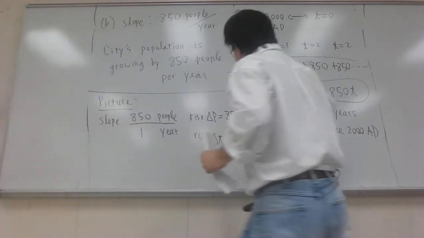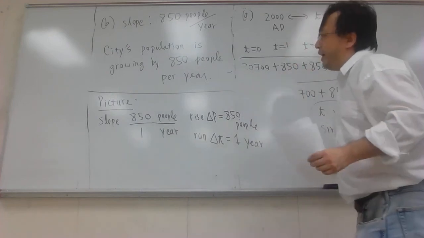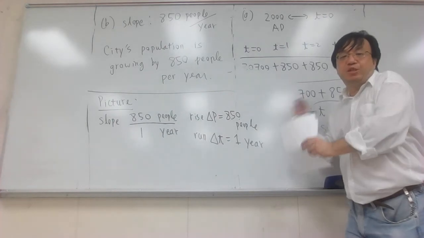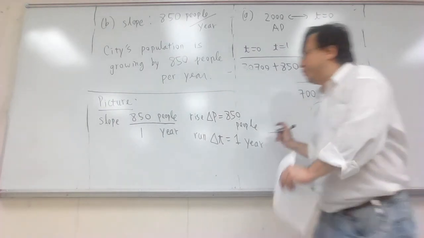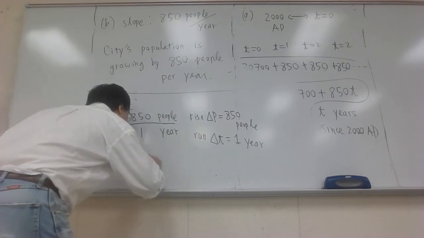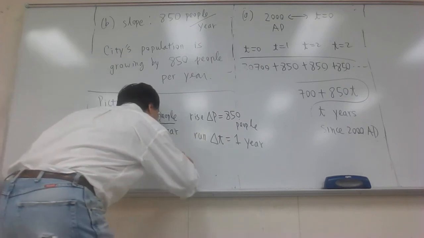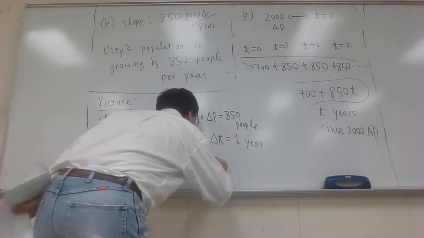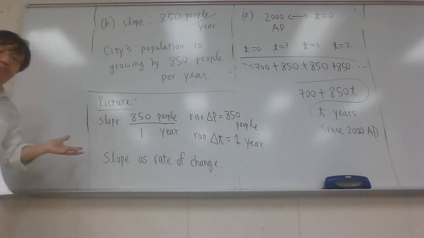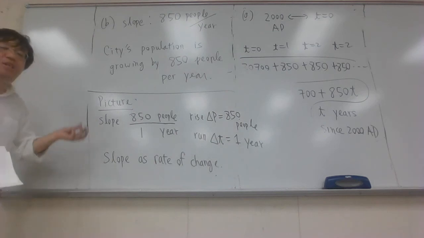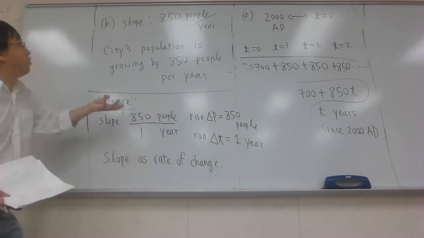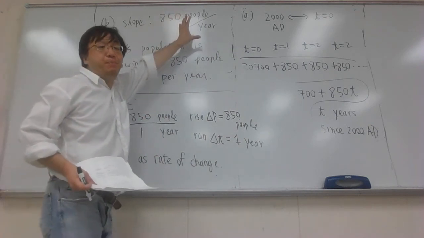This is a good way of building intuition for why slope, or rise over run, is the rate of change. It also explains why the units for slope are people over year.